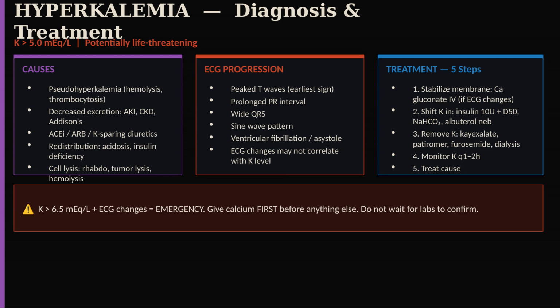4. Monitor everyone to 2 hours. 5. Treat the cause. And the red rule, a potassium over 6.5 with ECG changes is an emergency. Give calcium first, before anything else, and do not wait for a repeat lab to confirm. Calcium doesn't lower the potassium. It keeps the heart electrically stable while your shifting agents go to work.